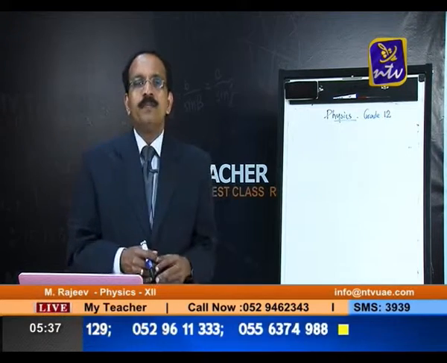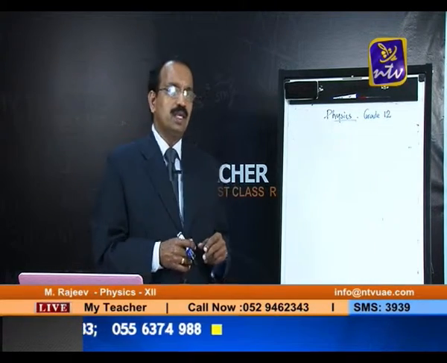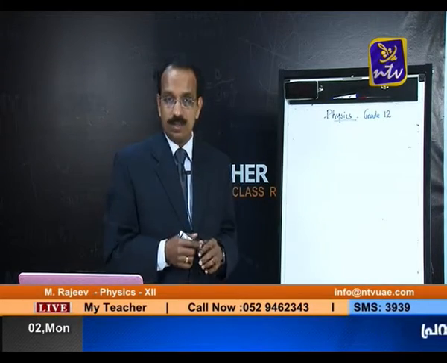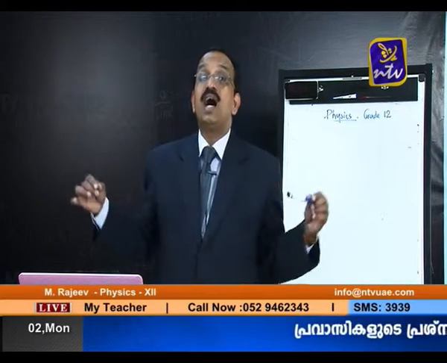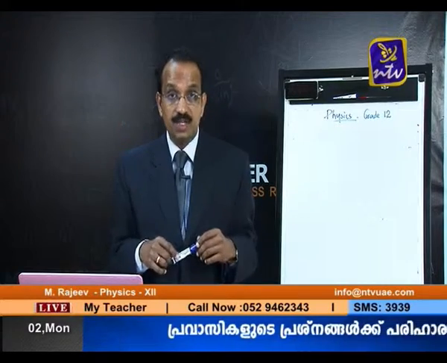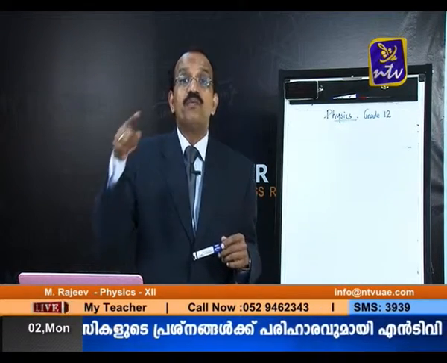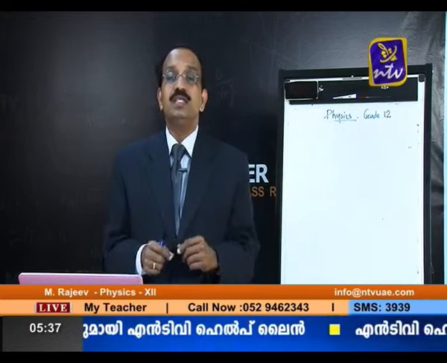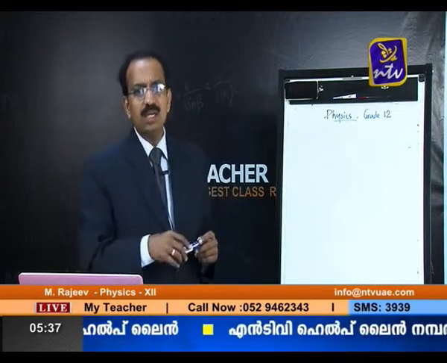One question I'll give you very fast: if there is a wire of resistance 8R, and it is bent into the form of a circle, what will be the effective resistance between the ends of the diameter? That's one question.